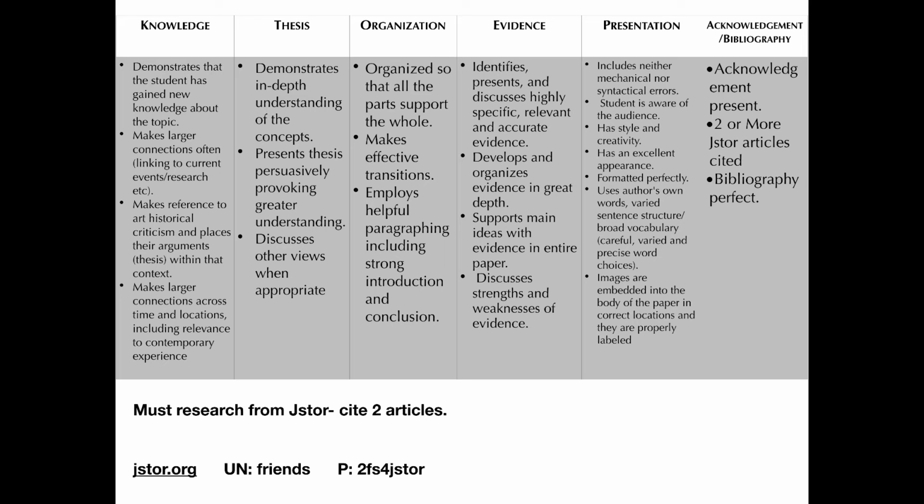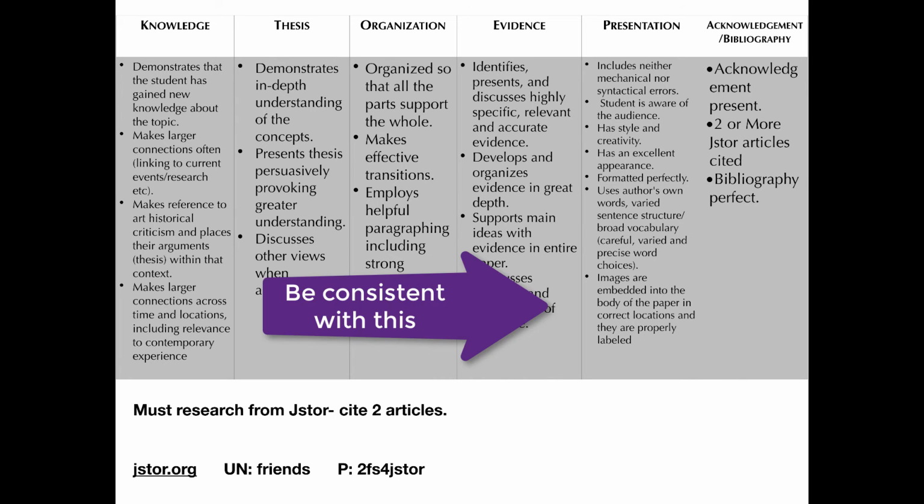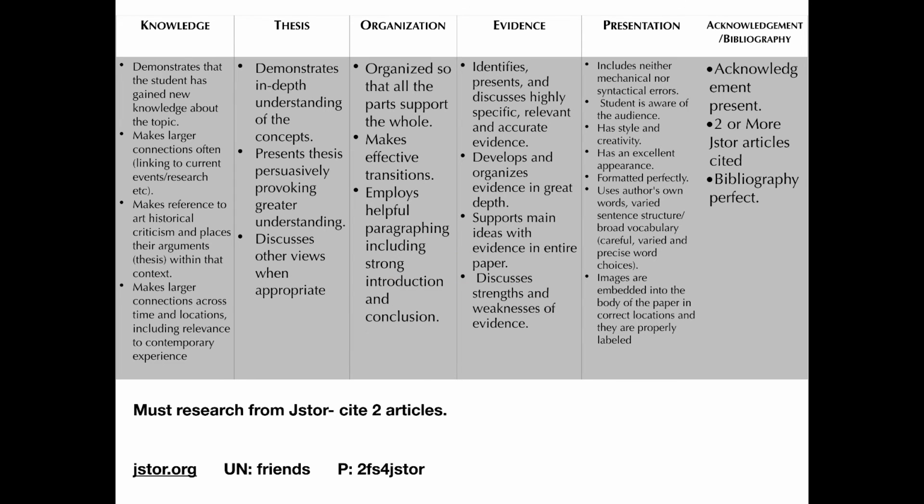And at the very bottom there, images are embedded into the body of the paper in the correct locations and labeled properly. When you're talking about a work of art, the first time you talk about it, let's see that image right there, labeled with who the artist is, the year, and the title of the piece. If you refer back to that painting, say it's Rosenquist's F-111, the first time you mention it you show the image, and subsequently you can just say "in Rosenquist's F-111." You don't have to show the image again, all right?